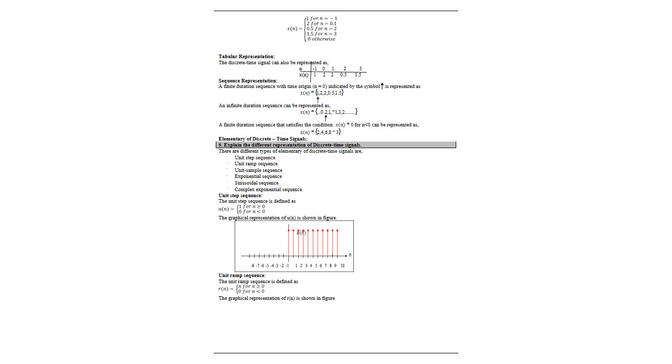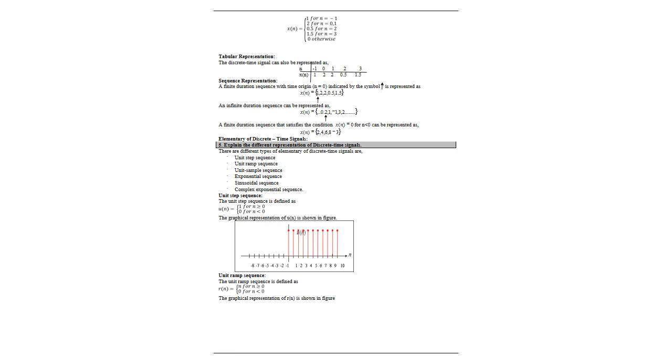The infinite duration sequence can be represented likewise. A finite duration sequence that satisfies the condition x of n is equal to 0 for n less than 0 can be represented as x of n is equal to 2, 4, 6, 8, minus 3. So this will be the discrete time signal.